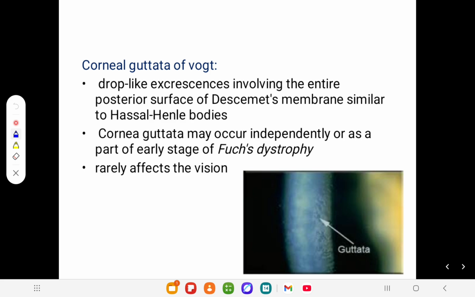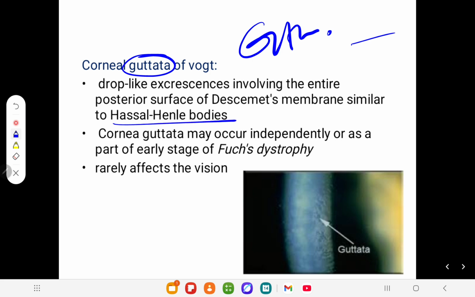Corneal guttata are drop-like. Guttata means a drop itself, isn't it? That's why we always write gtt and the name of the drug, which means drops. So guttata literally means drop. They are drop-like excrescences involving the entire posterior surface of Descemet's membrane, similar to the Hassall-Henle bodies.